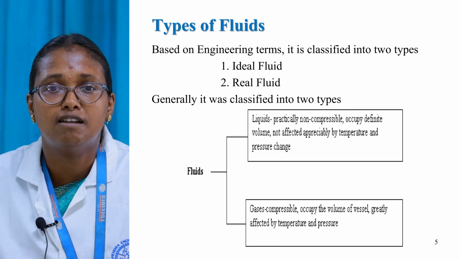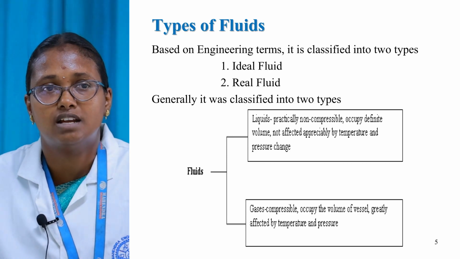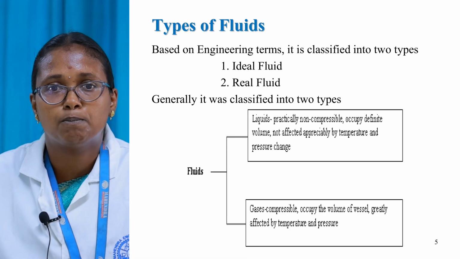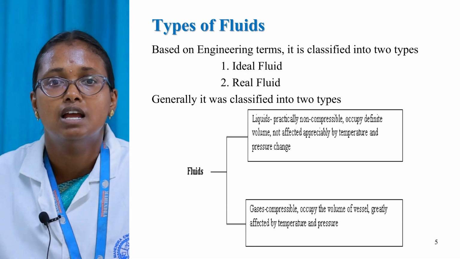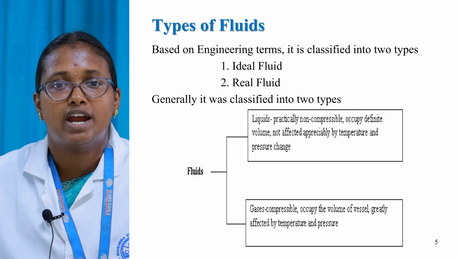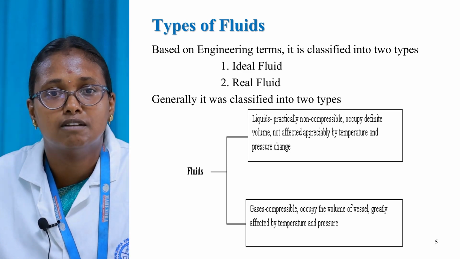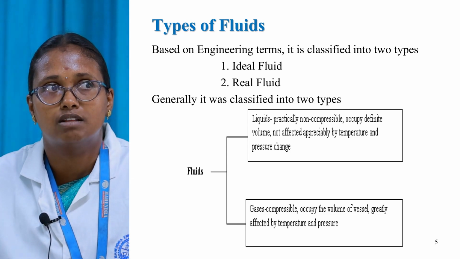Next one is real fluid. It possesses viscosity, and it is also incompressible. If a liquid possesses viscosity, that type of fluid we are calling a real fluid. If a liquid does not possess viscosity, that type of fluid we are calling an ideal fluid. So, ideal fluid is nothing but an imaginary fluid. Generally we are classifying the fluid into two types, one is liquid and another one is gas.